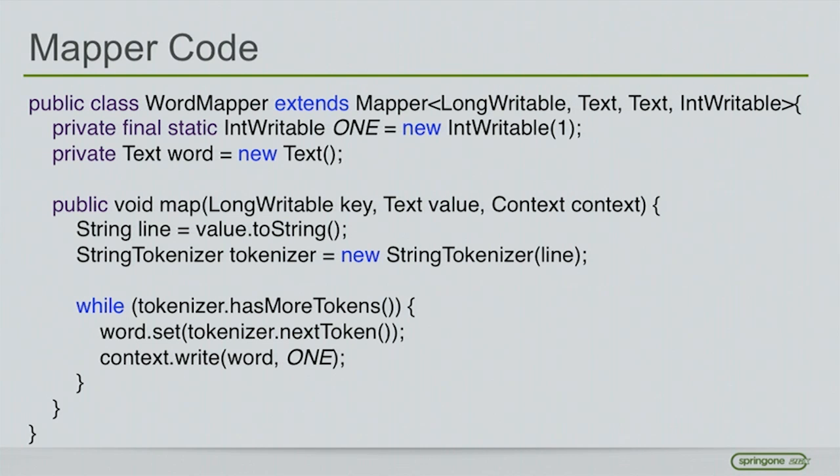So we take that line of text. We don't know where it came from. We don't know what host it's on. We don't know anything about that. We're just operating on a line of text, iterating through it and outputting each word with the number 1.